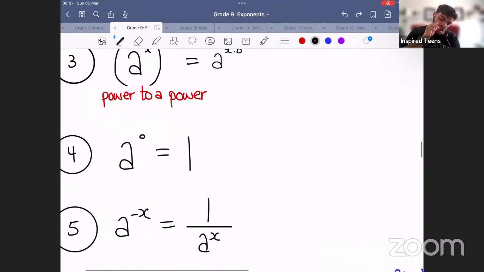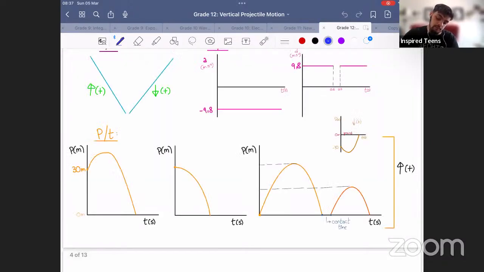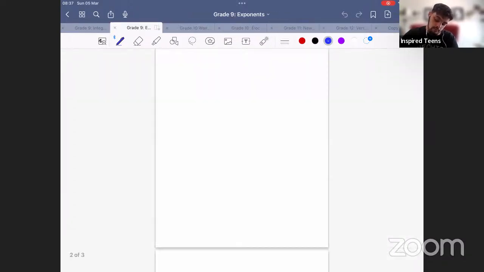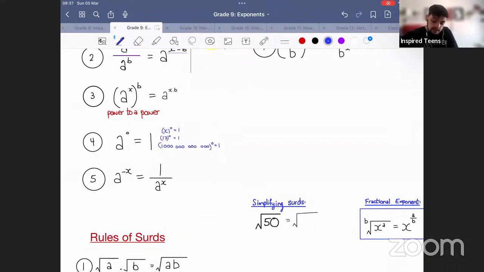Okay, then we have a to the power of 0 is equal to 1. Anything to the power of 0 is equal to 1. So x to the power of 0, 1. 17 to the power of 0, 1. Anything to the power of 0 is in fact 1.